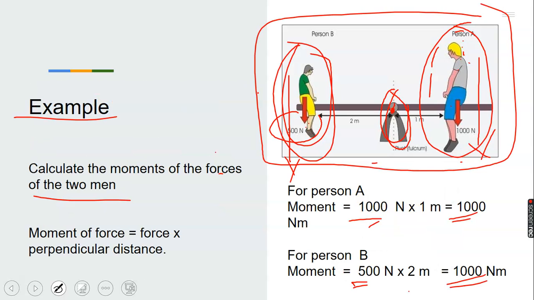Now look at these men. You can see they are in a state of equilibrium because nothing is moving. That plank is not rotating, it is balanced because their moments counterbalance or cancel out. In this state, we say they are in a state of equilibrium.